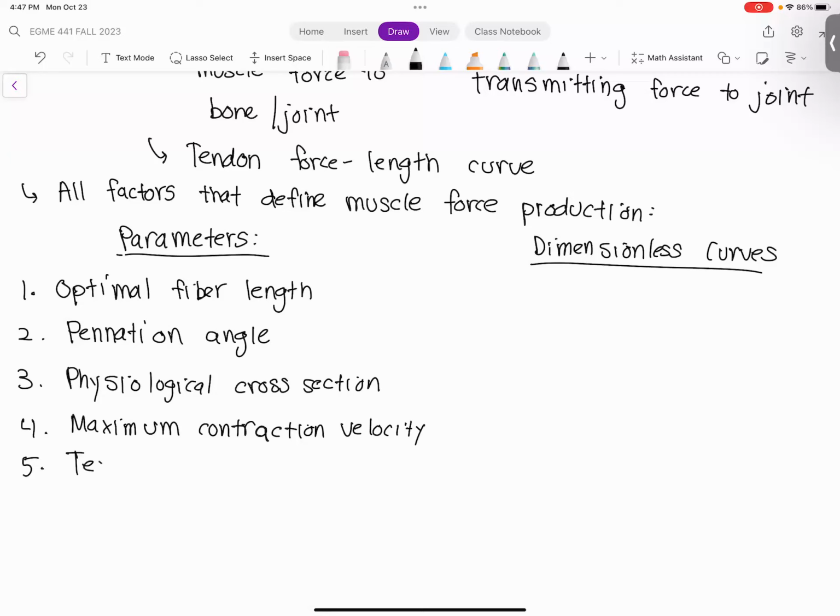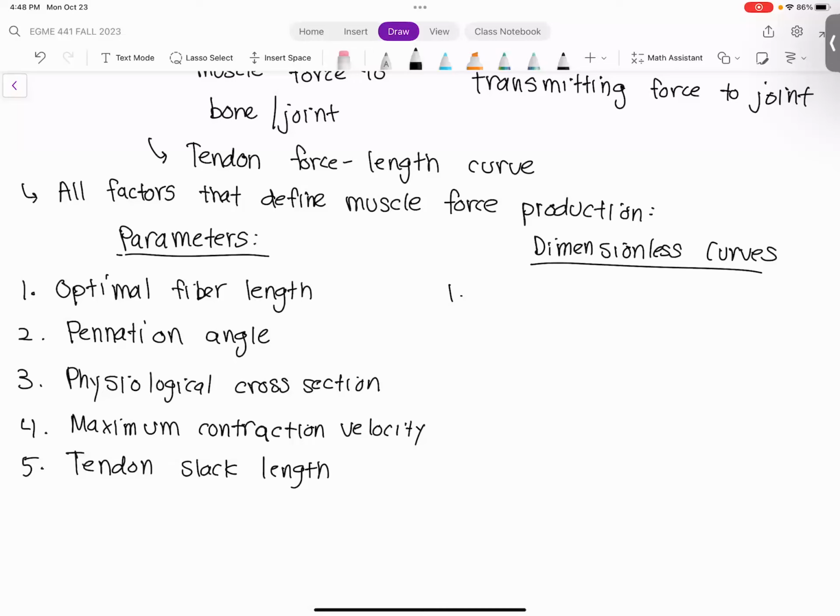5 is the tendon slack length. So that was the last one that we talked about. Okay. So those are the 5 main characteristics, or 5 main parameters that govern muscle force production. And so combined, what these parameters do is that they're going to scale, or they're going to affect, how much force or how we interpret these dimensionless curves.